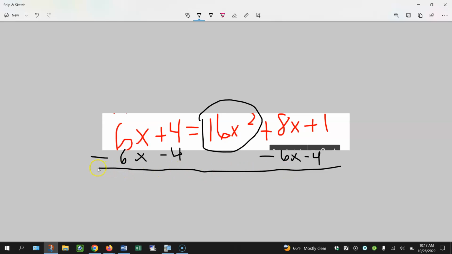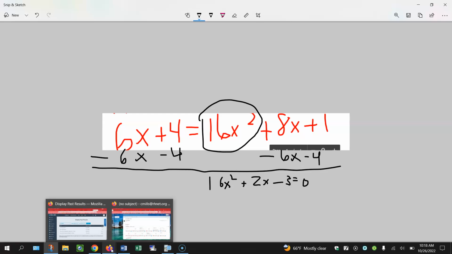All right. So what that's going to leave us with is 16x squared, 8 minus 6 is going to be plus 2x, and 1 minus 4 is negative 3. And this is going to be equal to 0. We're used to seeing 0 on the right side of the equation, so that's why I'm putting it on the right side instead of keeping it on the left. So that's what we have. 16x squared plus 2x minus 3 is equal to 0.